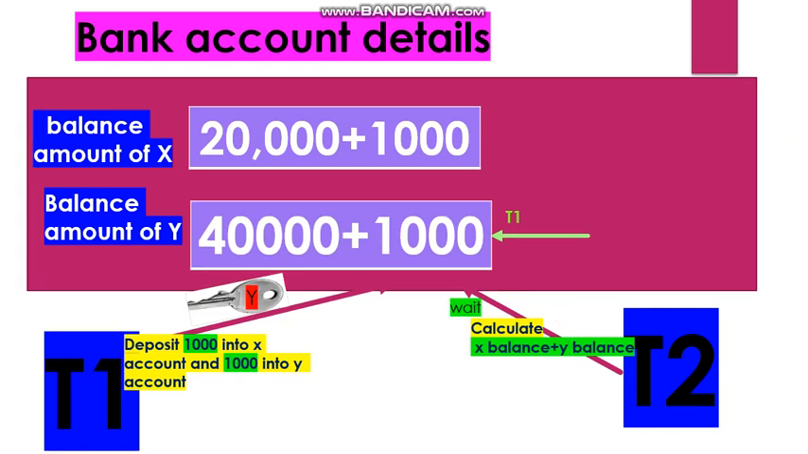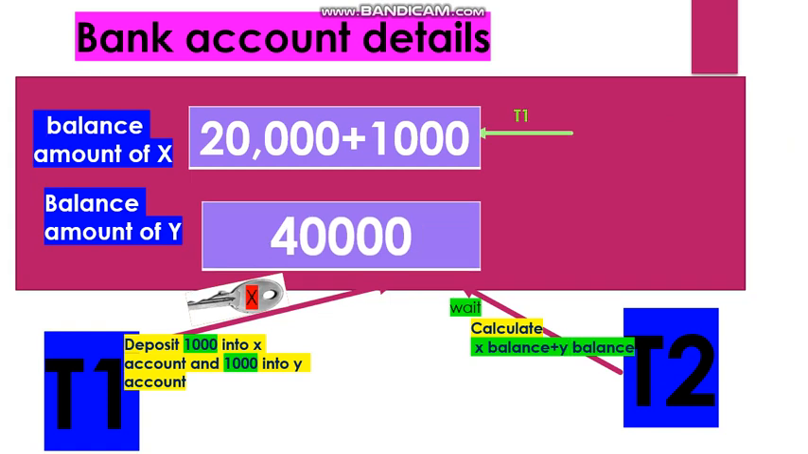Now transaction T1 requests the lock on balance amount of Y. As there is no lock on balance amount of Y, it can take the lock and it will add 1000 to the balance amount of Y and then it will release the lock. Here, if you observe, transaction T1 has completed without any errors, but transaction T2 has given wrong result. To remove these errors, we will follow the following procedure.